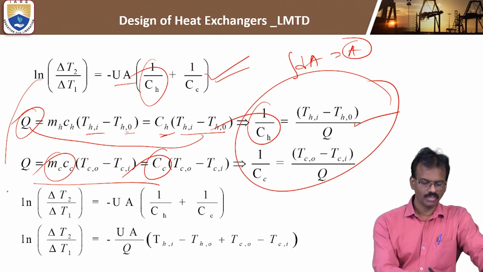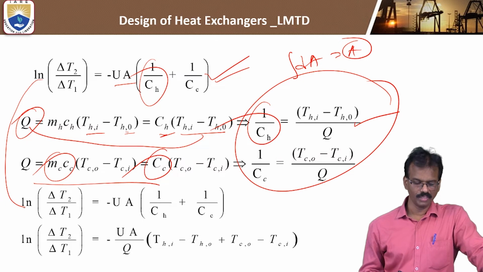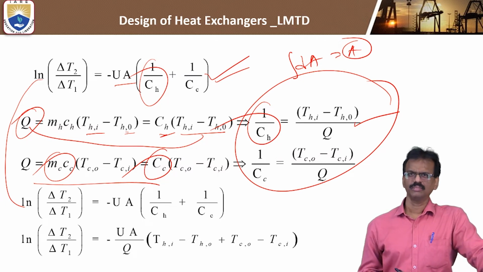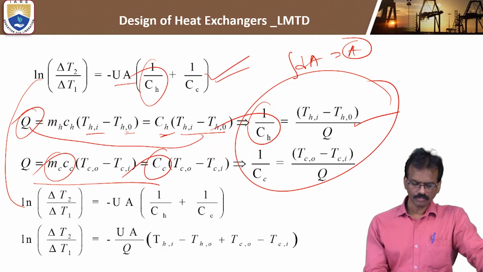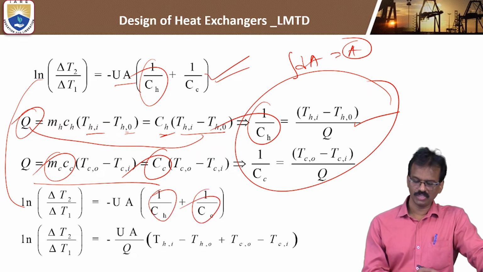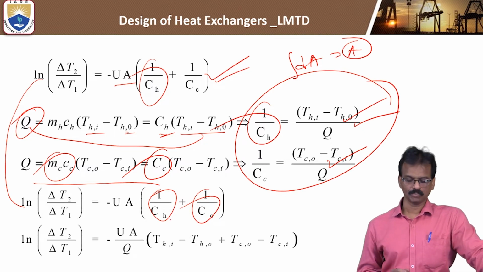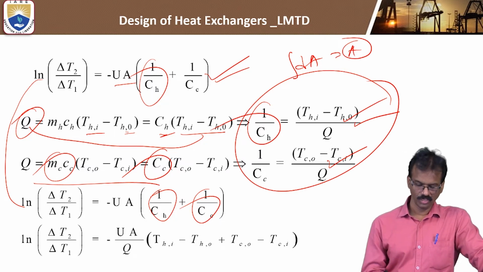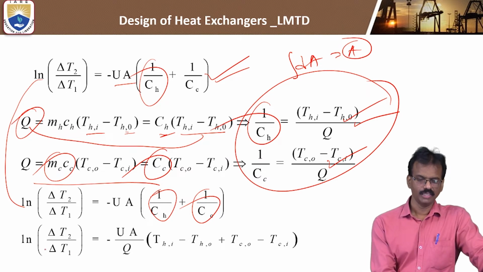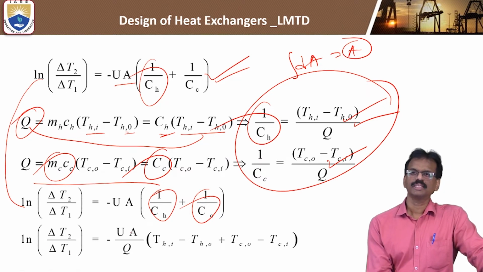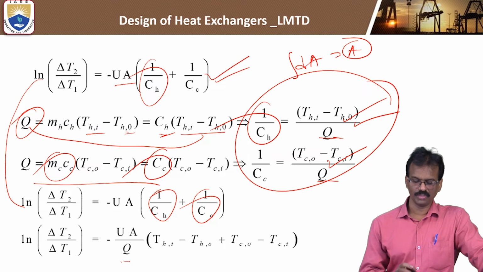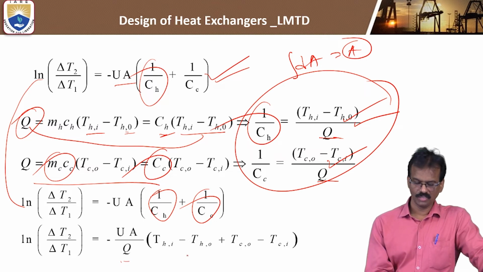You know this is the same formula: ln delta T2 by delta T1 is equal to minus UA into 1 by CH plus 1 by CC. You know the 1 by CH and 1 by CC values. Substitute these values in this equation, then you will get ln delta T2 by delta T1 is equal to minus UA by Q. Because Q is common in both conditions, you can take Q common, then THA minus TH naught plus TC naught minus TCA.